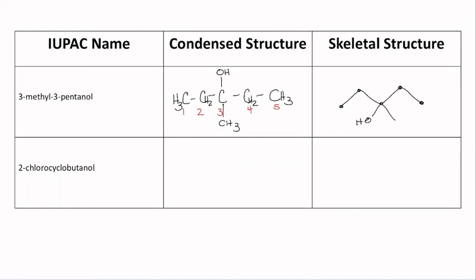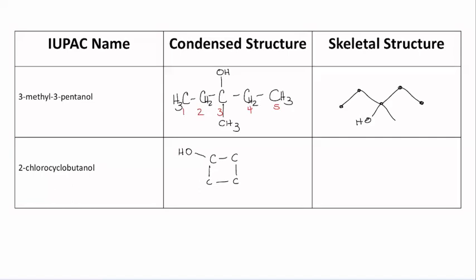Next one, cyclobutanol. We know that butane in the cyclic system, how many carbons does that cyclic alkane have? Great, 4. We have 4 carbons connected to each other. Why is there not a number to tell me where the OH is? Because I can place it anywhere. Okay. Let's say that I place it here.